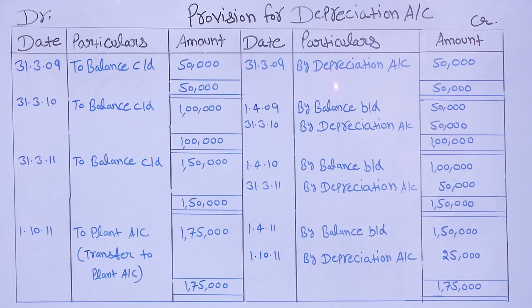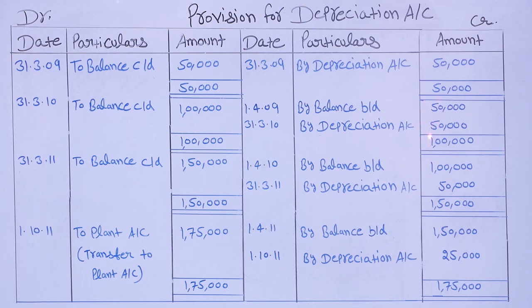Depreciation rate is 10%, method is straight line method, plant value is 5 lakh. So depreciation is equal to 5 lakh into 10% into the whole year, which is equal to 50,000. So by depreciation on 31st March 2009, 50,000. This balance will be carried down on 31st March 2009. To balance carried down 50,000. Next year on 1st April 2009, by balance brought down 50,000. This year depreciation will be the same. Why the same? As we are using the straight line method.